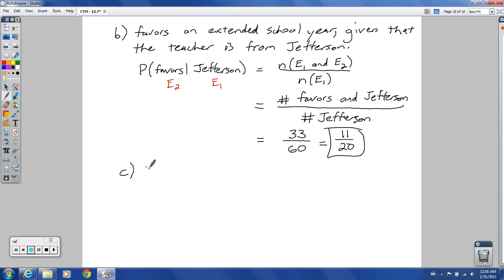So now part C. Let's change it up a little bit here again. So now opposes an extended school year.